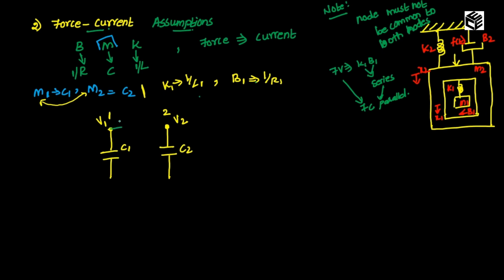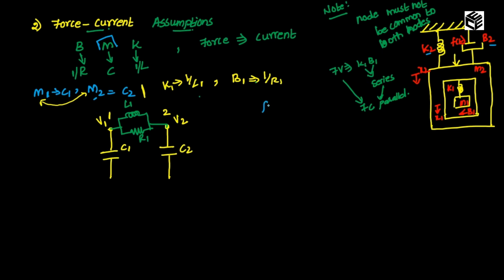So I'm taking a parallel connection, that is, this is my L1 and this is my R1. I'm connecting parallelly. So this is my L1 and this is my R1. Understood? Now I need to check whether there is any element that is dedicatedly connected to M2. So to M2 I have three elements, that is K2, B2 and F of t.